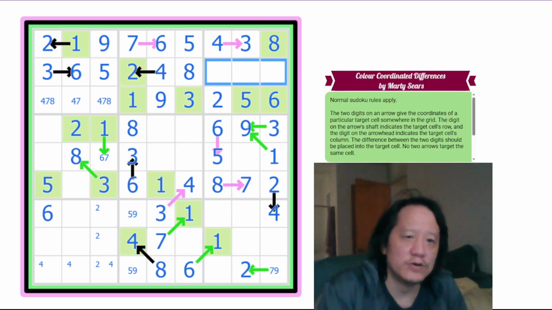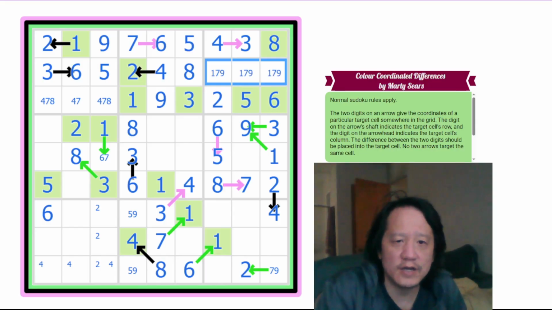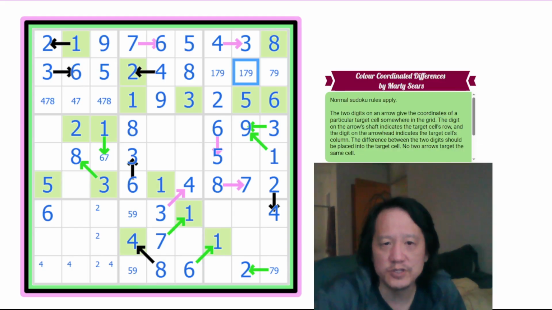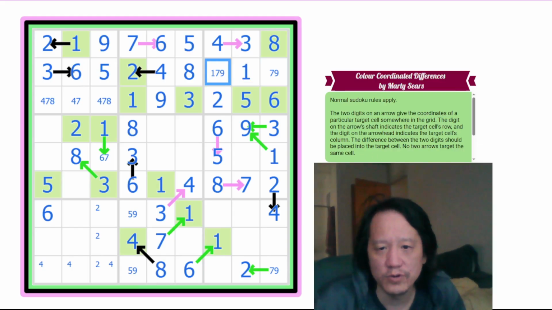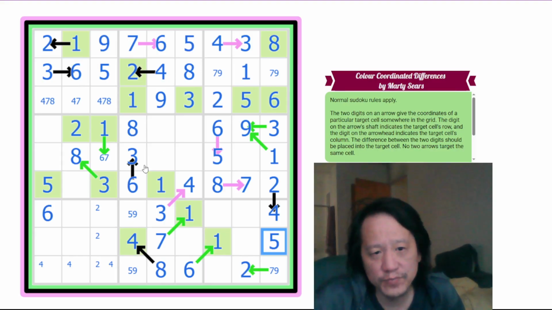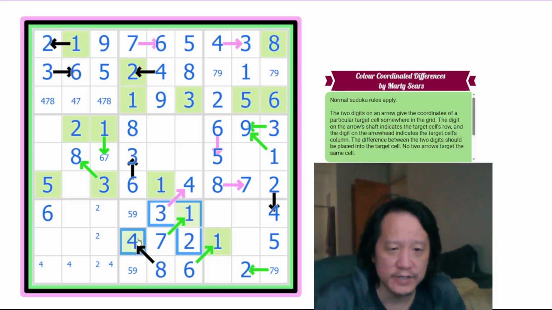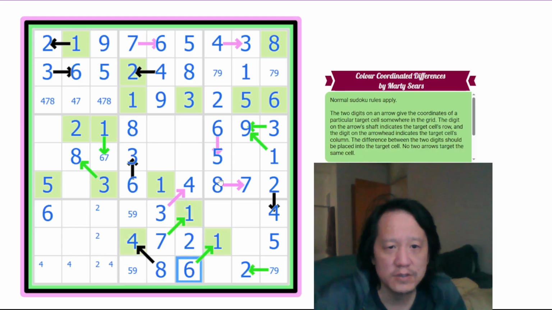Remaining digits in row 2 are 1, 7, 9. This can't be 1. This becomes a 7, 9 pair. This can't be 7 or 9. So this must be 1, which means this can't be 1 here. We have a 7, 9 pair in column 9. So this can't be 7 or 9. So this is 5. This has to be 2 because of what the remaining digit in box 8 has to be. That leaves this as 2, 5 here.